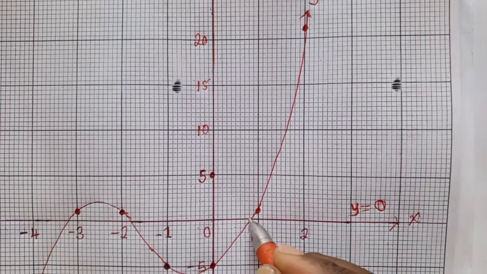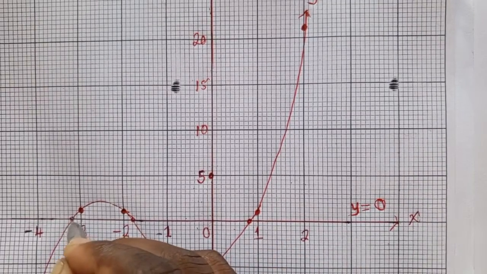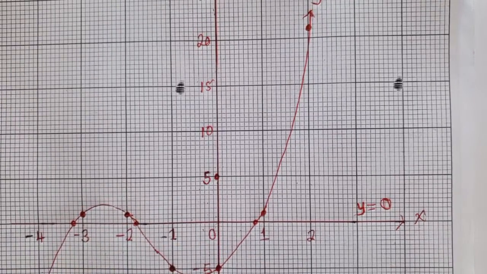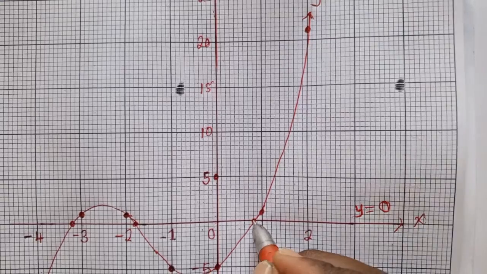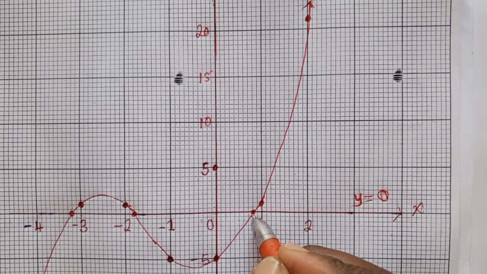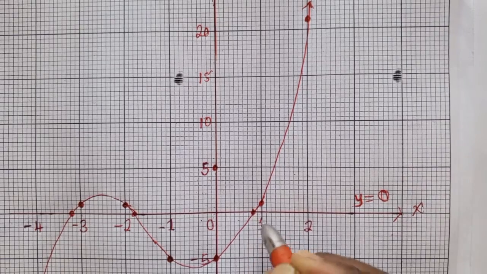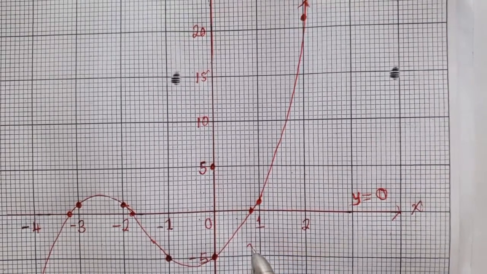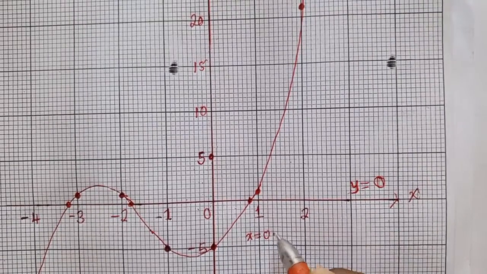Now you go to this point, and this point. You see, there are 3 points. So at this point, what is the x value? You follow the x-axis. What is the x-axis here? This is x is equal to 0.8.